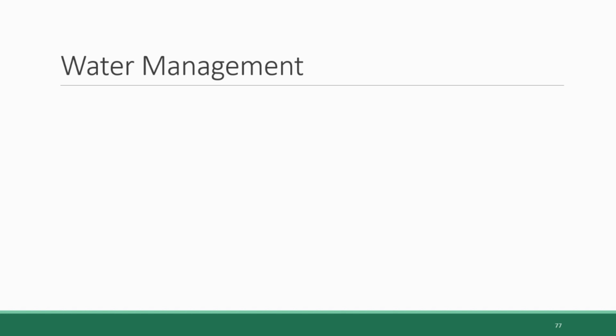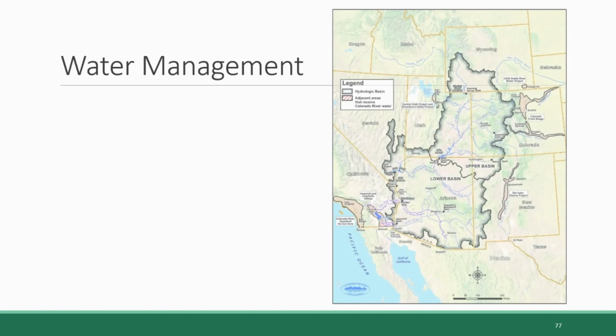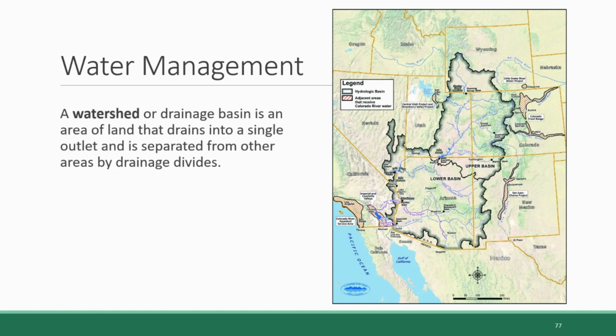And water management is a challenging task because it's so complex. It's complicated by the fact that waterways and bodies of water are highly interconnected. So, for example, in this image, you can see the interconnectedness of waterways in the Southwest. This map shows the Colorado River watershed. We've mentioned watersheds previously in this chapter, but to refresh your memory, a watershed, also known as a drainage basin, is an area of land that drains into a single outlet and is separated from other areas by drainage divides.